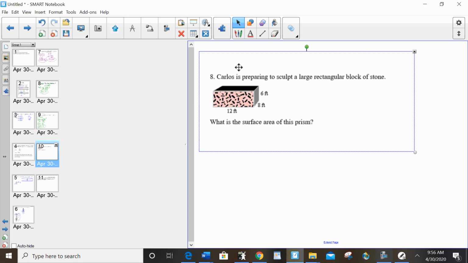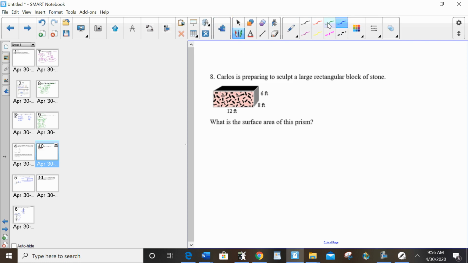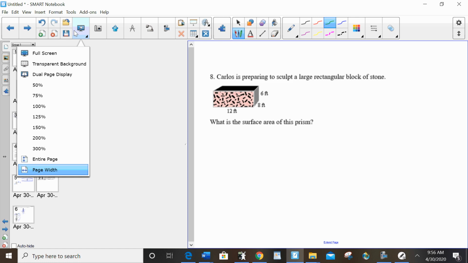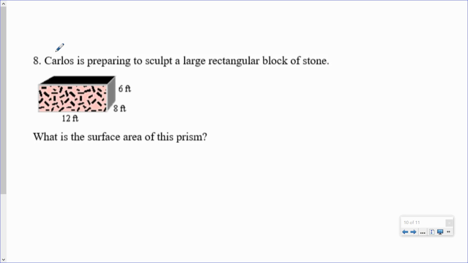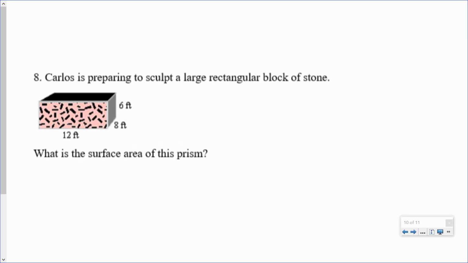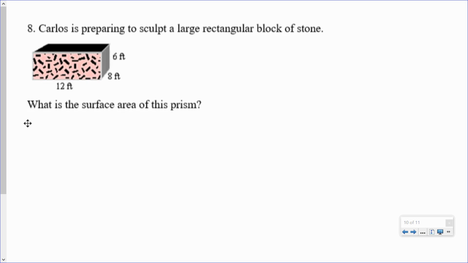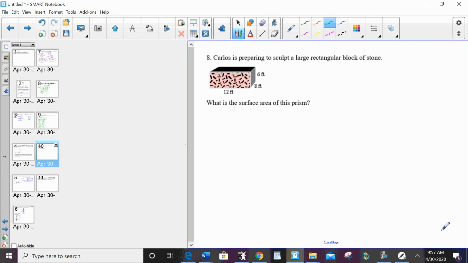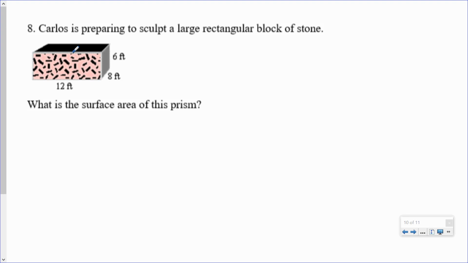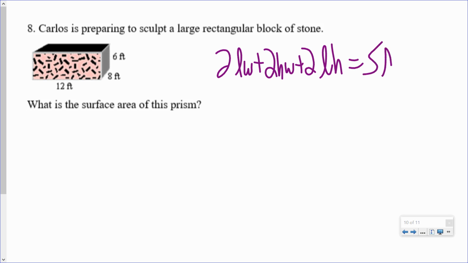Number 8. Carlos is preparing to sculpt a large rectangular block of stone. What is the surface area? Well, we got a song for surface area. 2LW plus 2HW plus 2LH equals the surface area. List your length, your width, and your height. It doesn't matter which one's width.